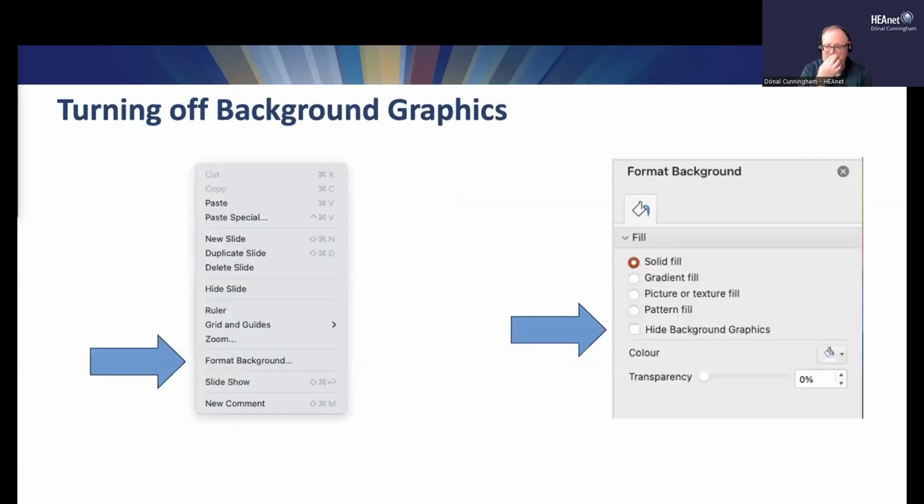If you're inserting a picture, you can turn off the background graphics to let the picture fill the screen. Right-click on an empty area of the background, choose Format Background, and click the box labeled Hide Background Graphics. You can also change the background fill color from the default white to black, for example, if you're inserting a picture which doesn't fill the entire slide.